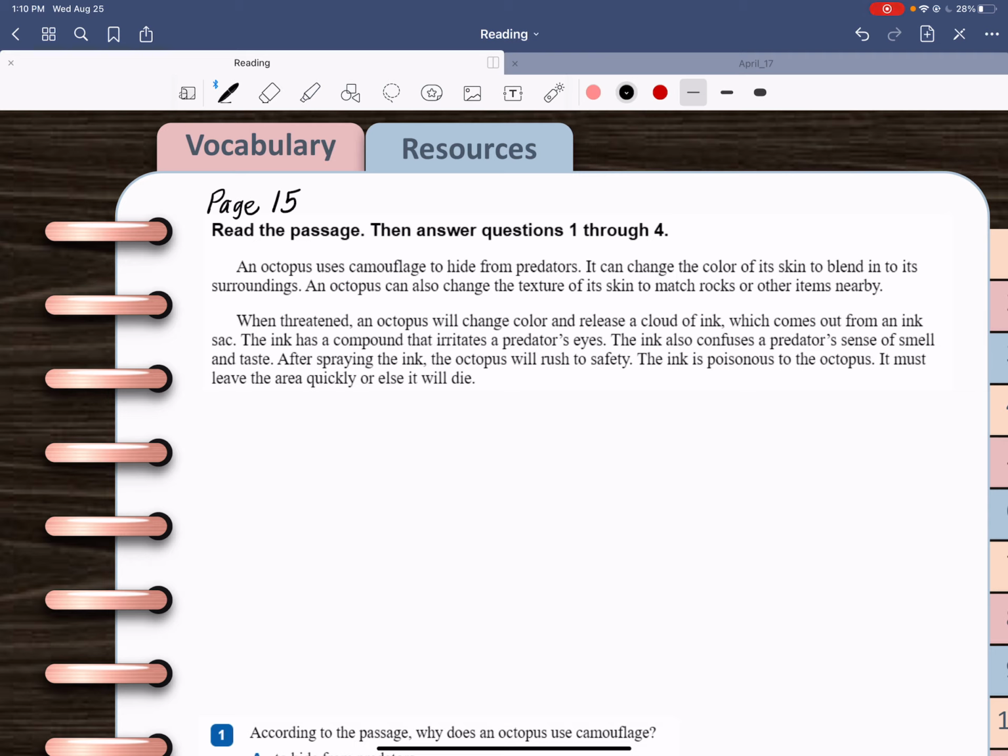Okay, this one doesn't jump out at me immediately as a cause and effect. I don't see the words "because" or "as a result," any of those things. In fact, if I didn't know this is in a cause and effect chapter, I would not use a cause and effect diagram. I think I won't use, or will I? Let's look at it again. An octopus uses camouflage.